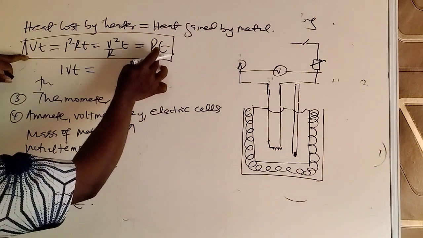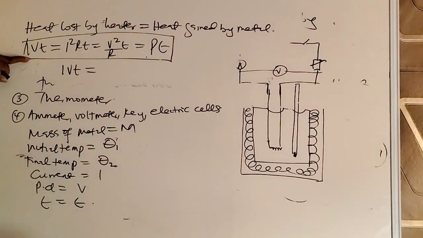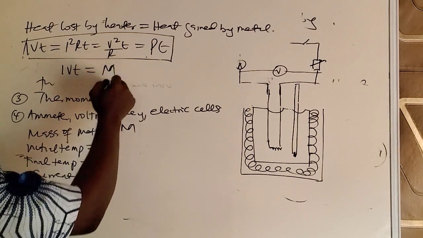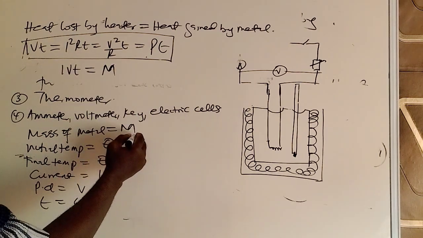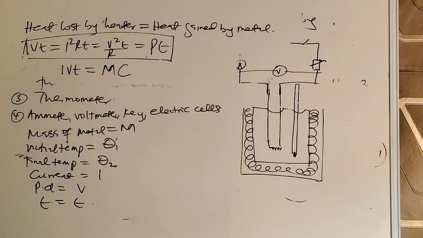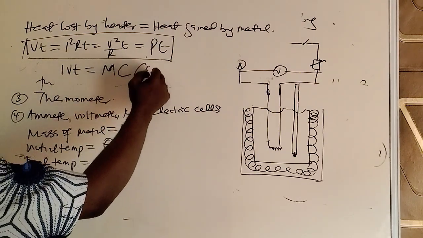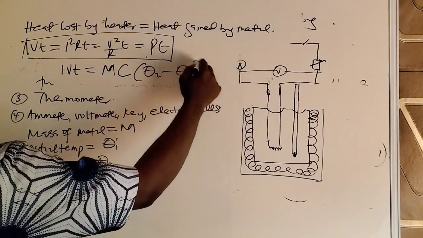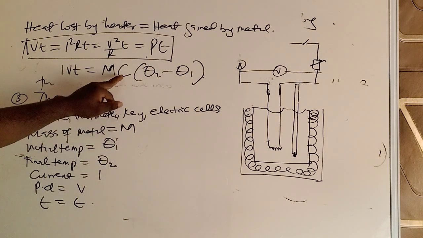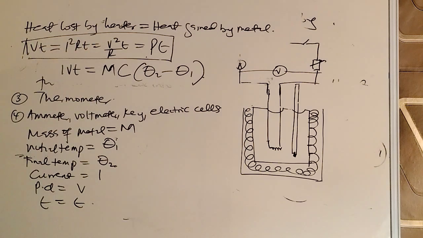Equate any of these. This stands for heat lost by the heater, equal to heat gained by the metal. The mass of the metal, which I can call M, the specific heat capacity of the metal, which I'm looking for, they call it C, and the difference in temperature, which would be theta 2 minus theta 1. So from here, you can go ahead and calculate the value of the specific heat capacity of the metal, C, and then get your correct answers.